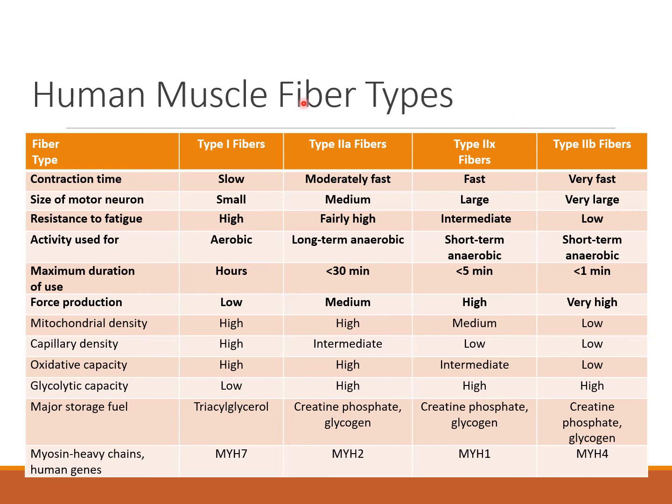But the things that I want you guys to be aware of are the things in bold, right? It's not that this stuff down here isn't important in the future, but for right now, for what you guys need to know, I think these are the things you want to focus on, right? What's the contraction time? What's the size of the motor neuron? What's the resistance to fatigue? What's the activity used for? What's the maximum duration of use? And then what's the force production?